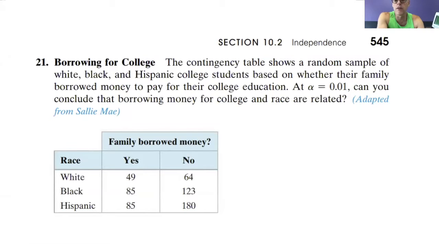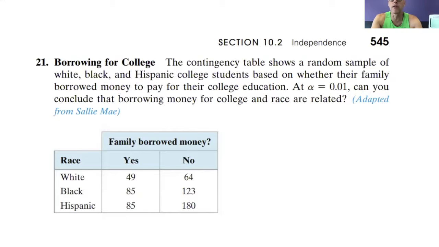All right, so our two variables are borrowing money for college and family origin. And so we need to set up a null hypothesis and an alternative hypothesis. Since you already know this is a test of independence, you know that your null hypothesis is going to be that they are independent, that whether a family borrowed money is independent of the family origin. The alternative hypothesis would be that they are not, or that whether a family borrowed depends upon the family origin.